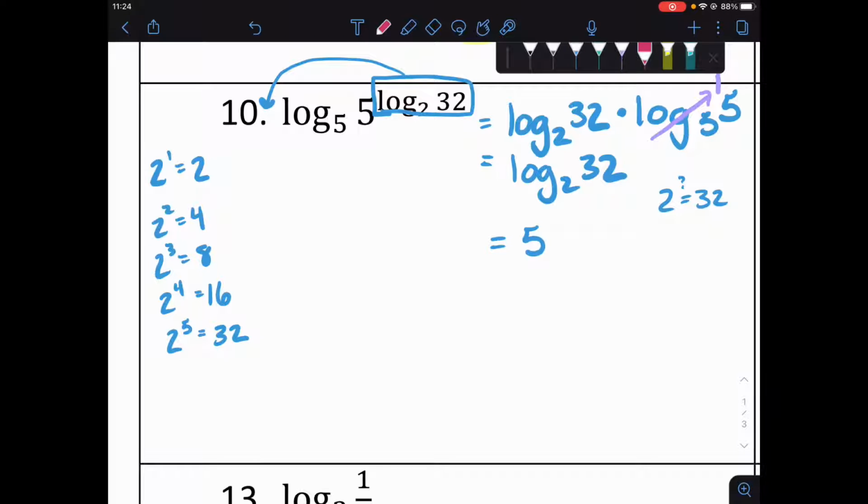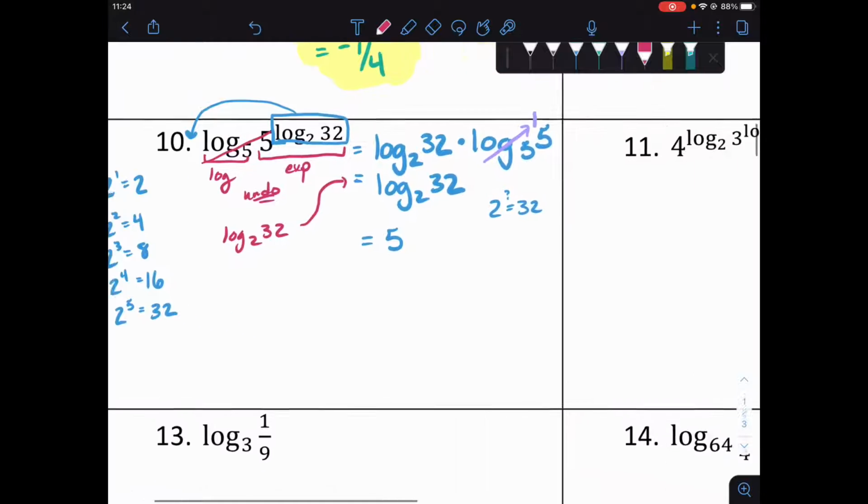Another way we could do this is to look at log base 5 of 5 to the power. This is an exponential, and they undo each other because they're inverses. So this whole thing cancels, but we're left with the log base 2 of 32, and that takes us quickly to this line. Here, let's look at our next one.